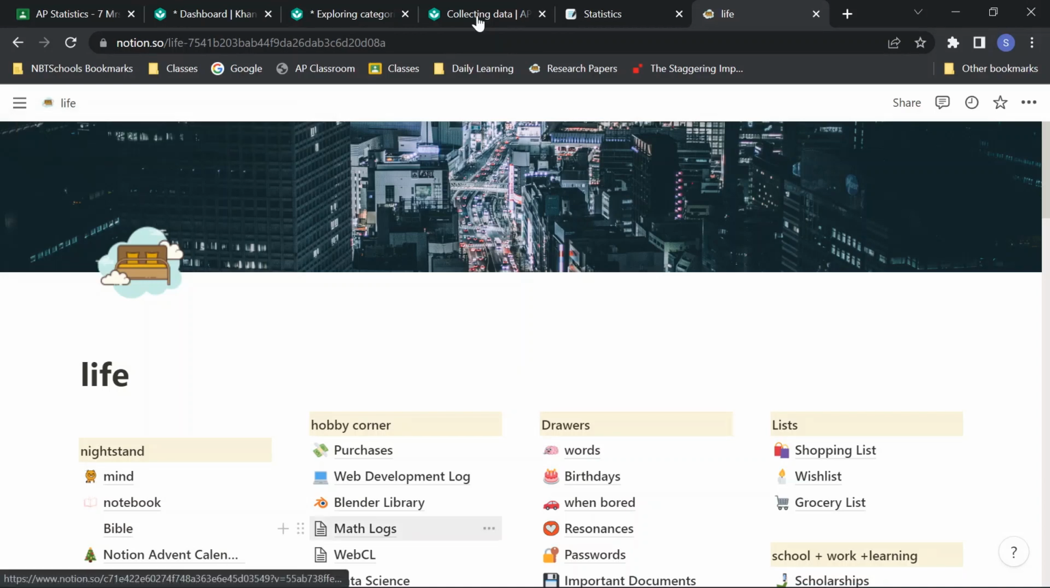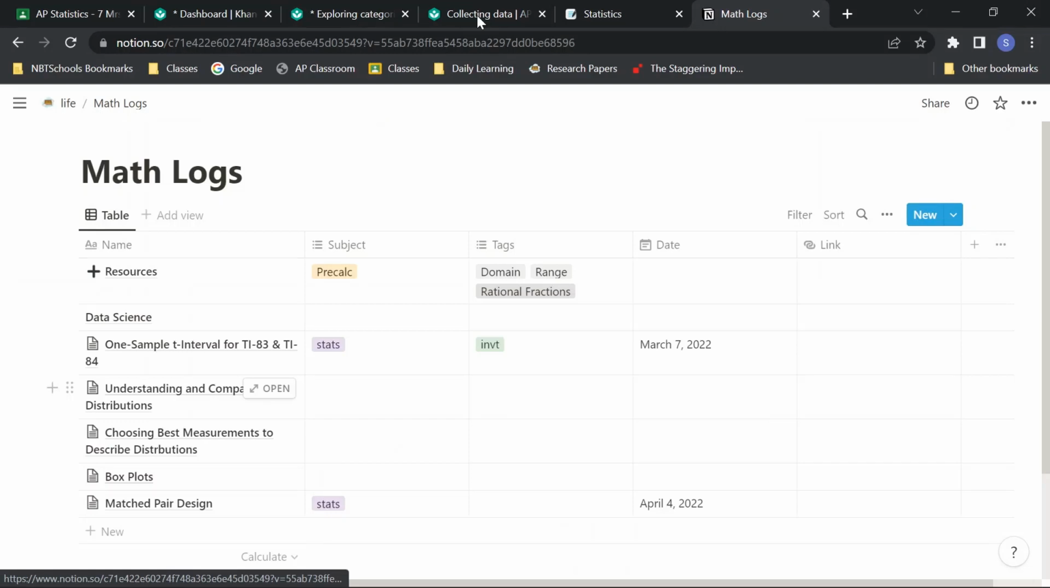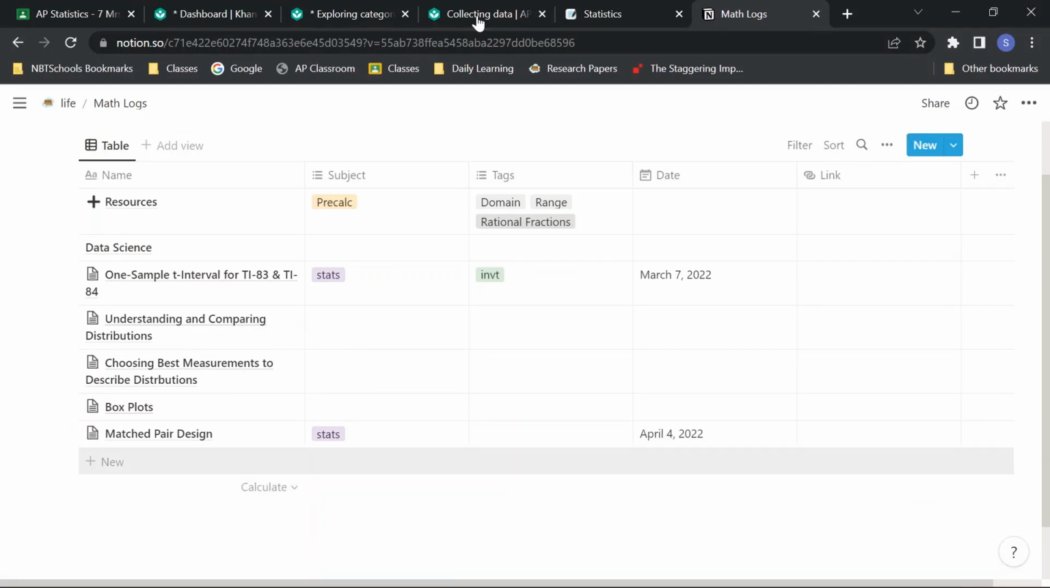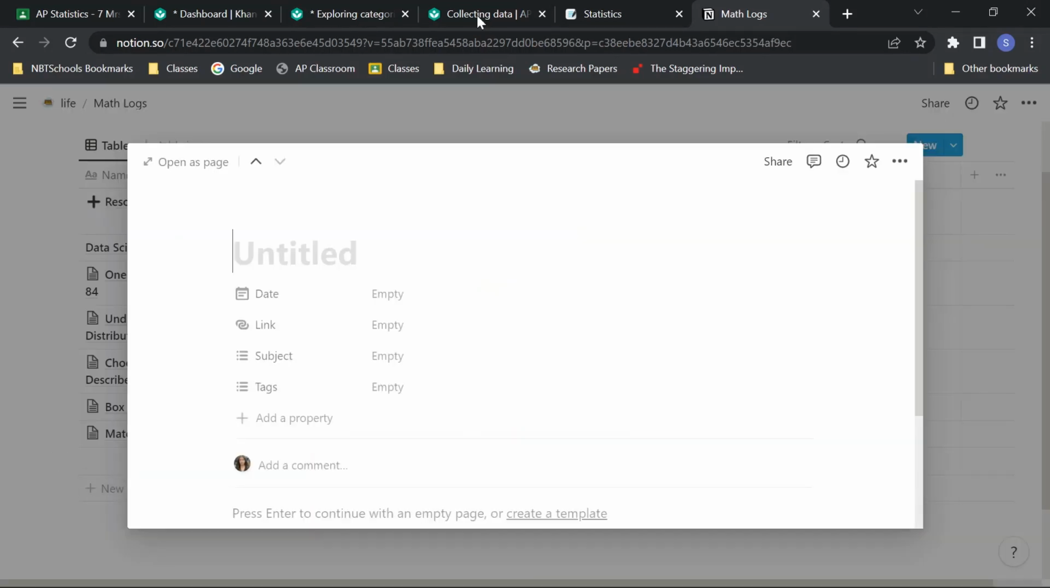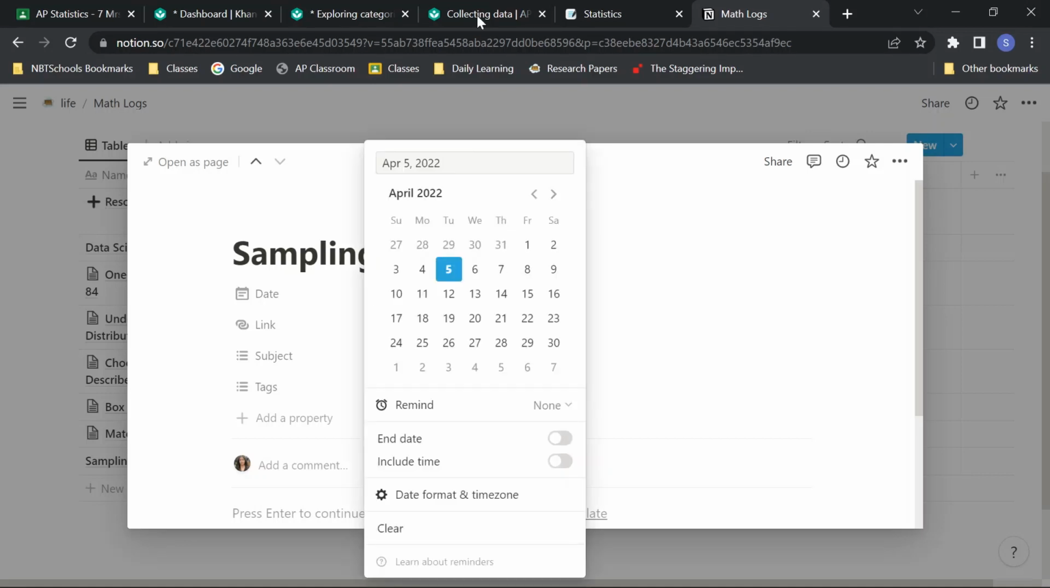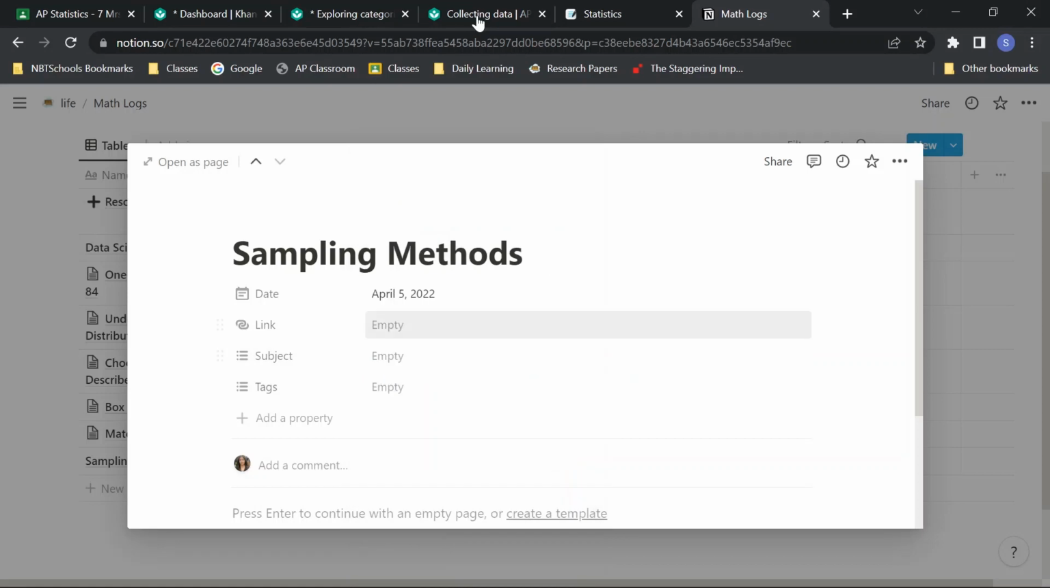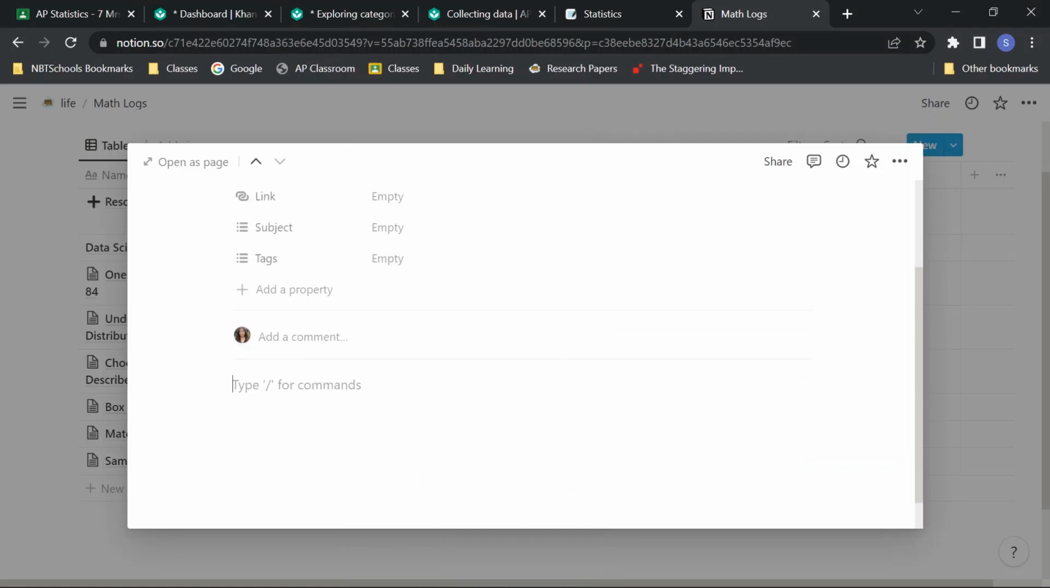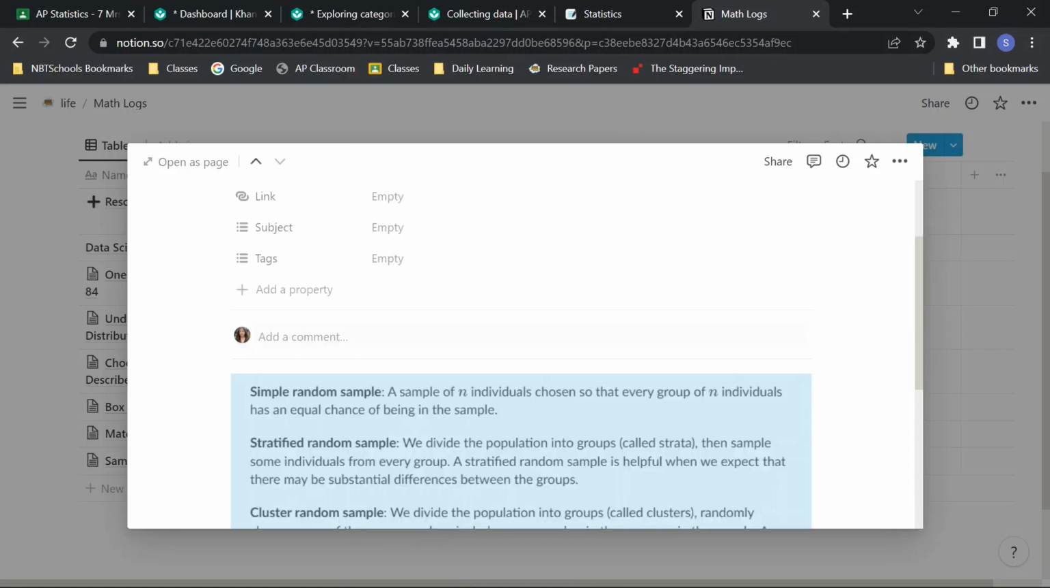math logs. Okay. What even is this about? Oh, it's sampling. Sampling methods? I literally don't even care. What date? Is it Tuesday still? How is this even possible? Okay, paste the image. There we go.